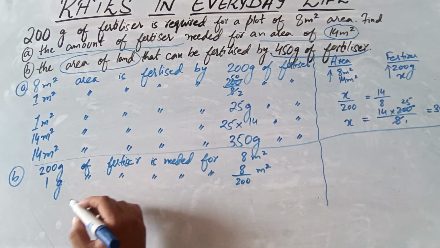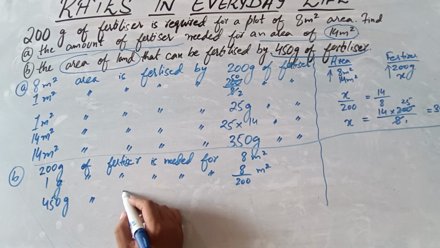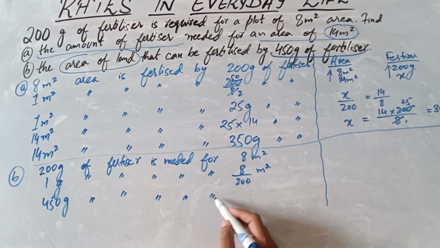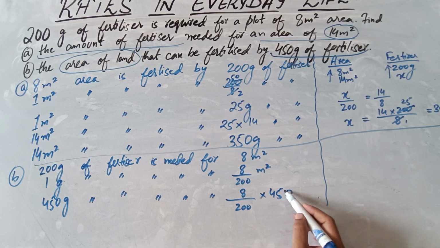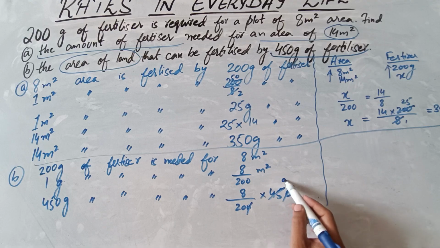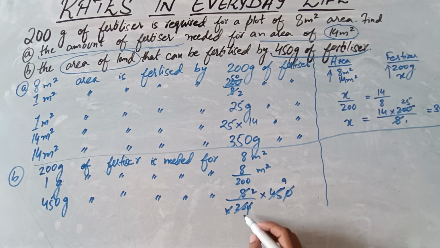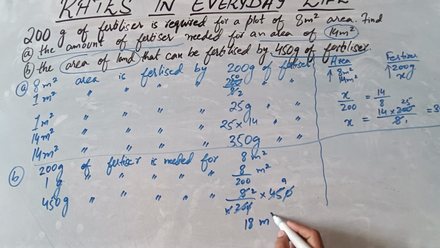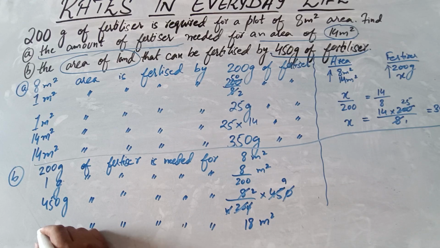Then they are asking for 450. Now we will multiply both sides, both parts, by 450. So this will give us the final result. Multiply by 450. 10 goes out with 10. 5 9s are, 5 4s are, 4 1s are, 4 2s are. So 2 9s are 18 meter square area that can be fertilized by 450 grams of fertilizer. So I hope this is clear and understood.